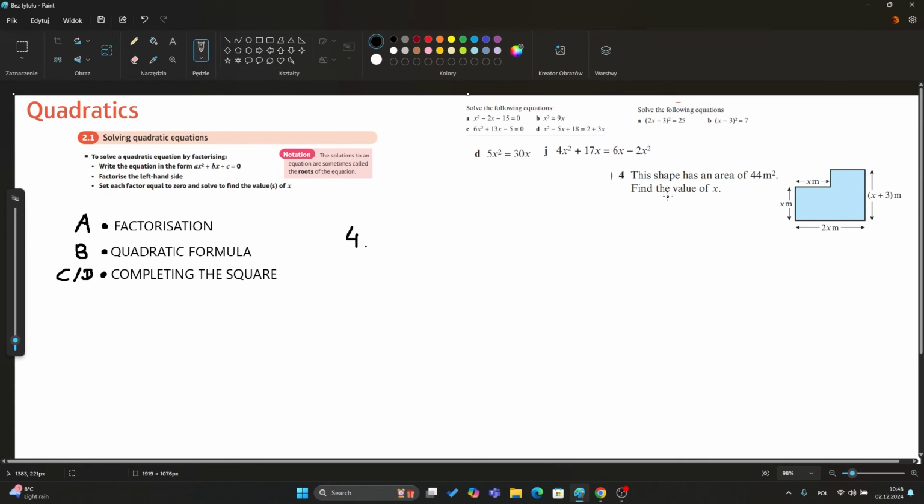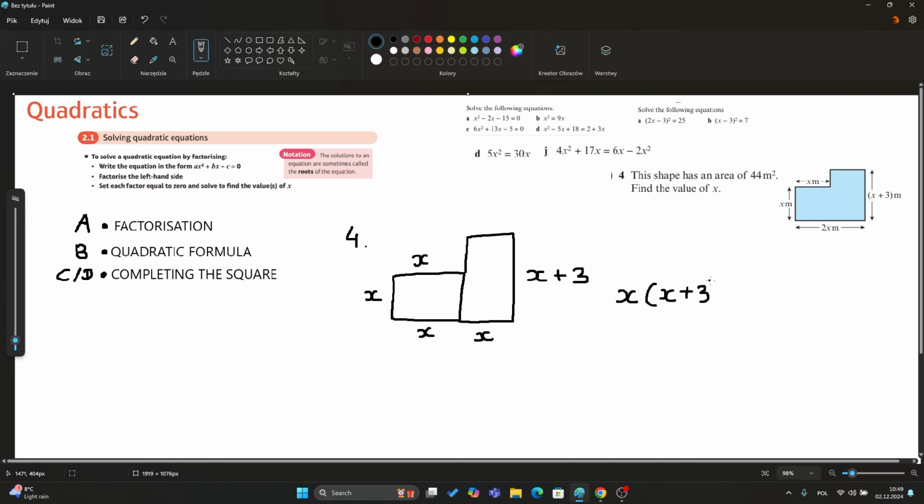Now the question 4, where we have this shape has an area of 44 meters squared, find the value of x. So what we do is we divide that shape into two shapes, so that is x, that is x, that is x, x, and x plus 3. So we're going to multiply x by x plus 3 and add x times x to be equal to 44. Now x squared plus 3x is the expansion of x times x plus 3, and x squared is x times x, which is equal to 44.